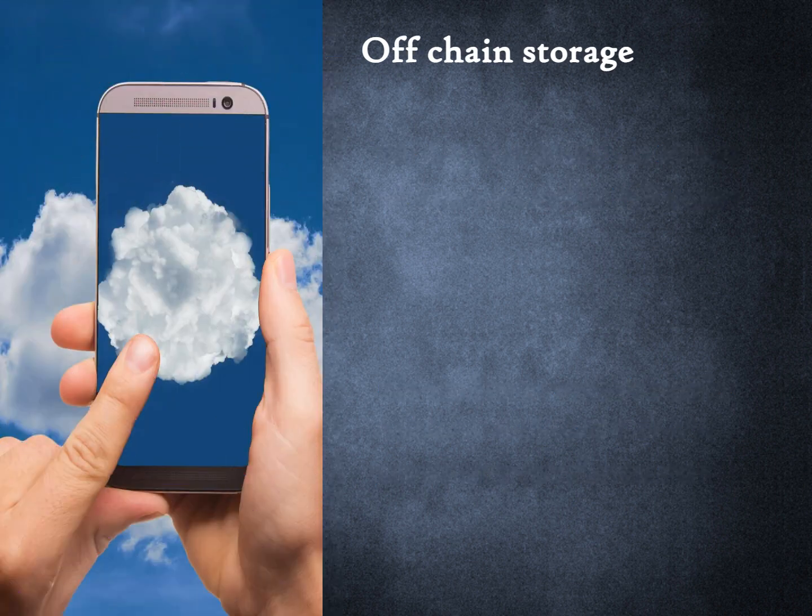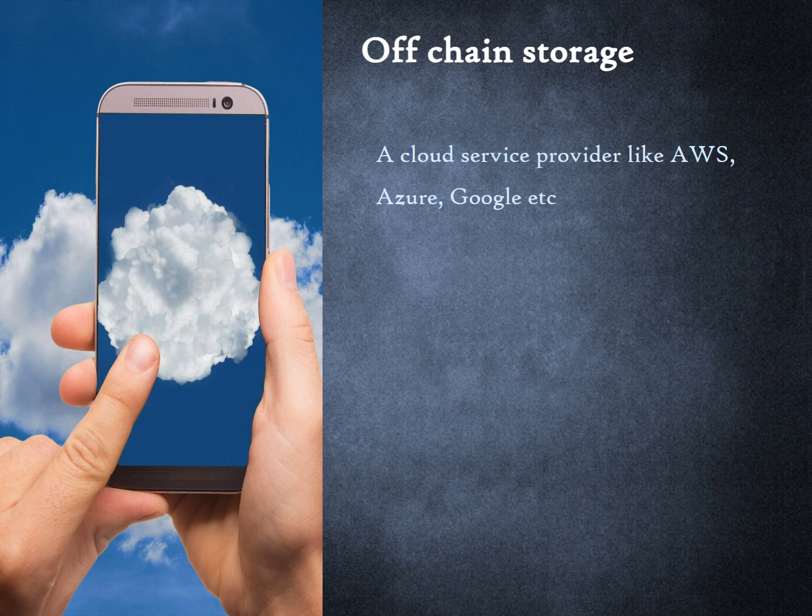The smart contract contains the link to the server where the media files are stored. There are two options commonly used. One is a cloud service provider like AWS, Azure, Google. Second is called the interplanetary file system or IPFS.